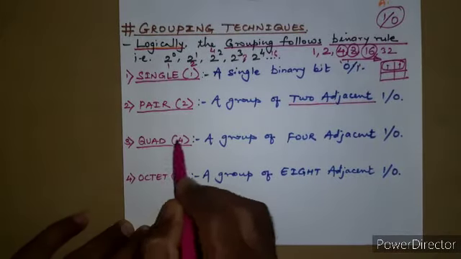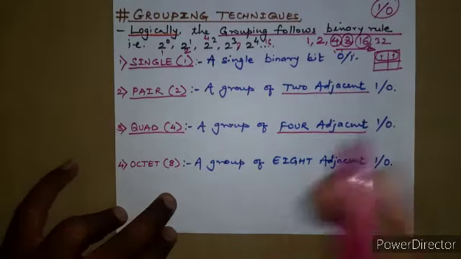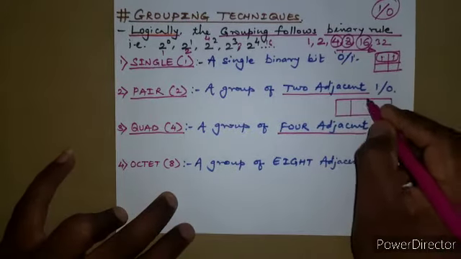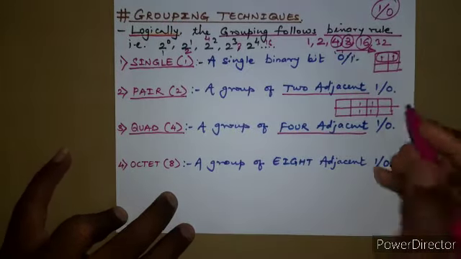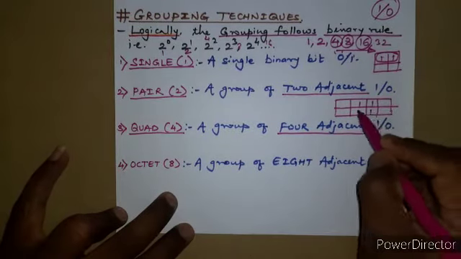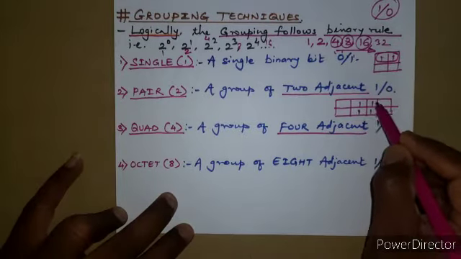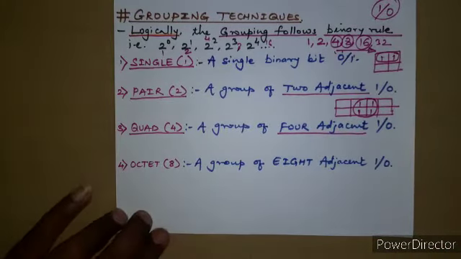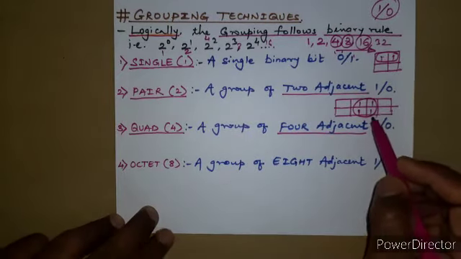Then a quad means a group of 4 adjacent cells. For example, if I have 1 1 1 1, right? So these are 4 cells. Now this one is adjacent to this one, and you can see all these ones are adjacent to each other. So this becomes a quad. This is how you can form a quad in the given K-map.